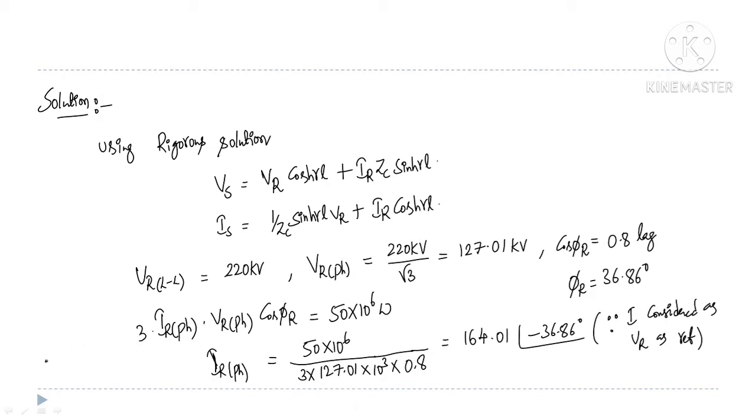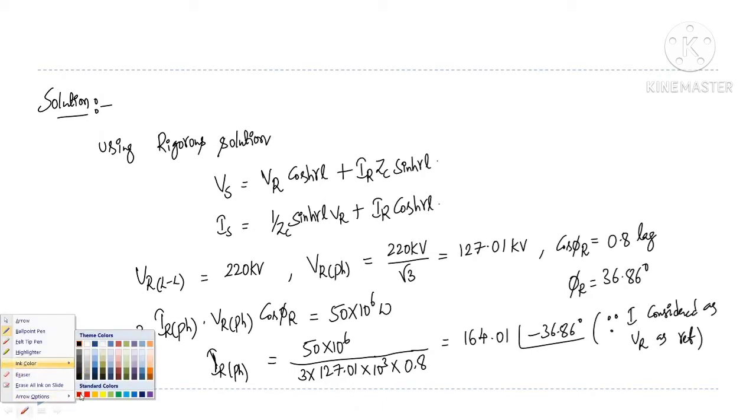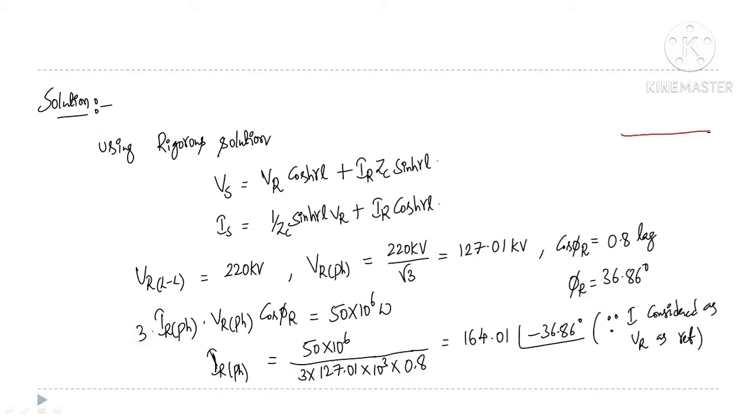How does the phasor diagram look? The phasor diagram looks like this. If VR is considered as a reference and it is horizontal to the x-axis, you will have IR which lags VR, and this angle is 36.86 degrees. As it is below VR, I gave a negative sign for IR.